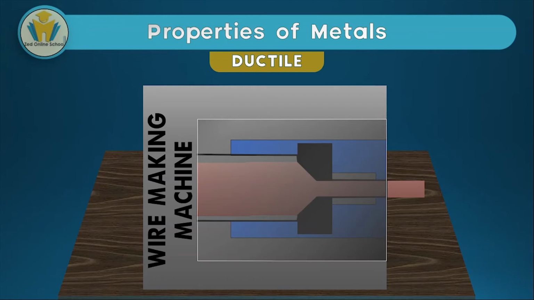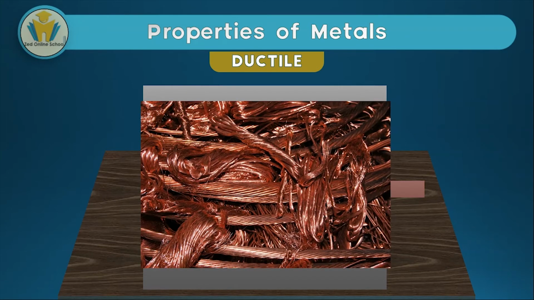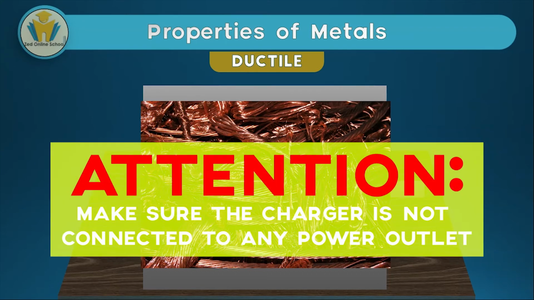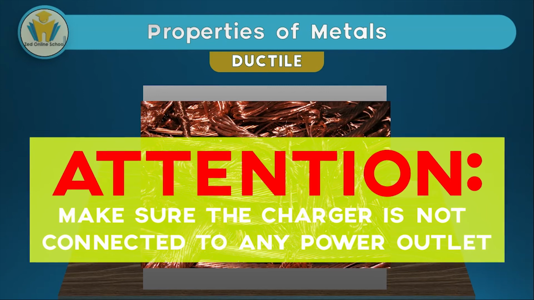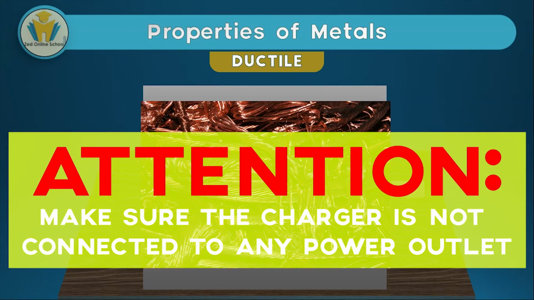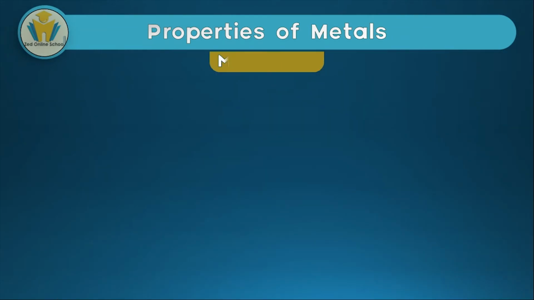This will only happen because metals are ductile. They can be drawn into thin wires without any breakage. The most ductile metal is copper. If you want to see this, try to get your charger. Just hope it doesn't work. Cut it and you'll see some copper wires inside the charger.